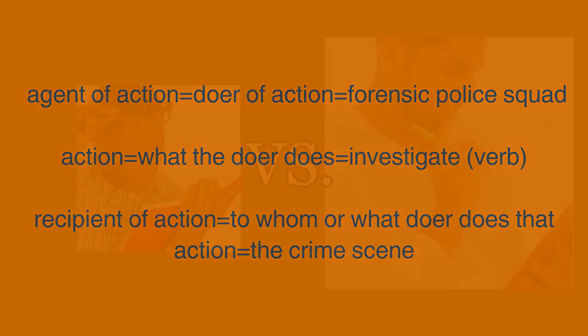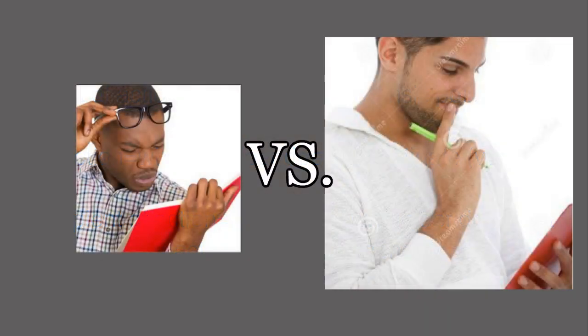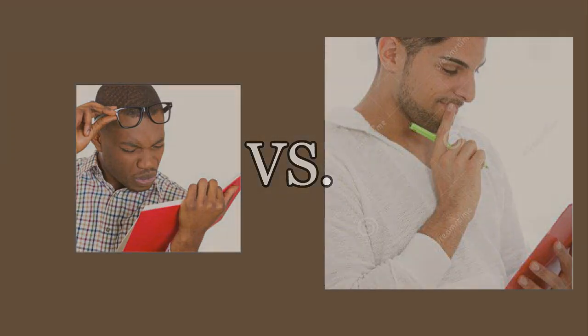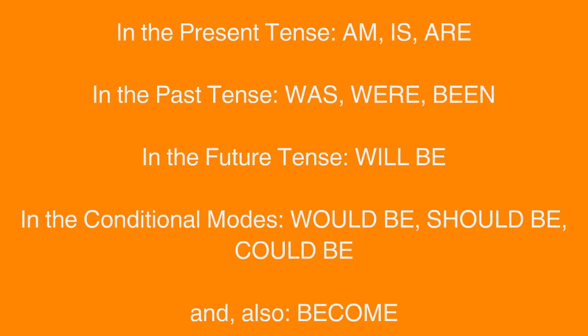In business and public management writing, you should always try to make your message concise, clear, and forthrightly stated so that your reader can easily comprehend your meaning without too much interpretive labor on their part. I have listed for you the different forms of to be in English. In the present tense, am, is, are. In the past tense, was, were, been. Future tense, will be. Conditional modes, would be, should be, could be, and also become.